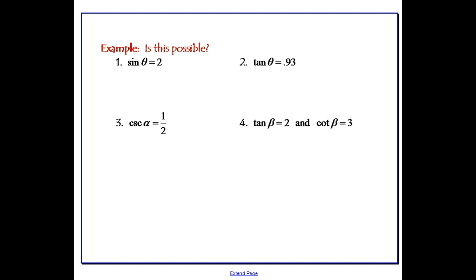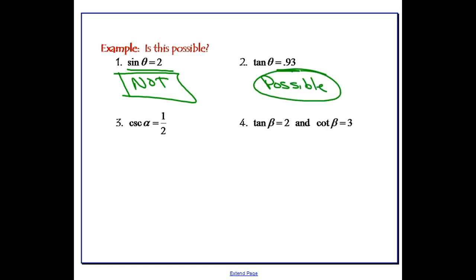Okay, where will this come up? Problems like this. You work through a whole problem, you get this answer, ooh, sine of theta equals 2. You say, wait a minute, that's not even possible. So you know somewhere in your problem, you've got a mistake. So is this possible? Nope, that is not. Could the tangent be 0.93? Yep, tangent can be anything. So if you get an answer for a tangent, there's no way to know if it's right or wrong, because anything's possible for a tangent.